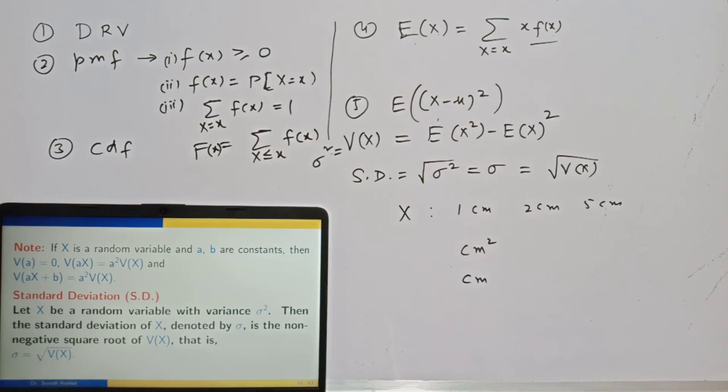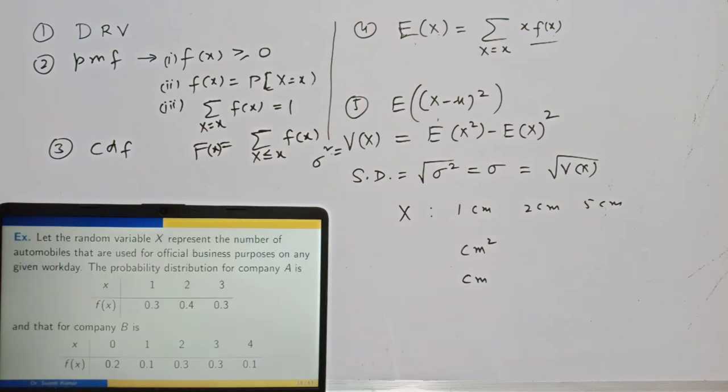Okay, so the positive square root of the variance is the standard deviation, denoted by sigma. Now you understand why variance is denoted by sigma square, so that standard deviation becomes sigma.